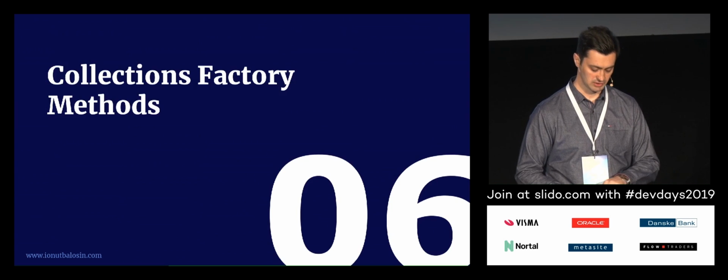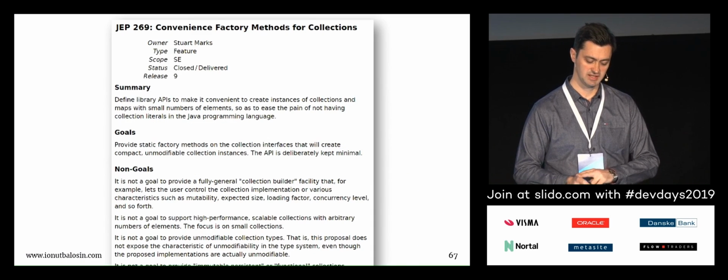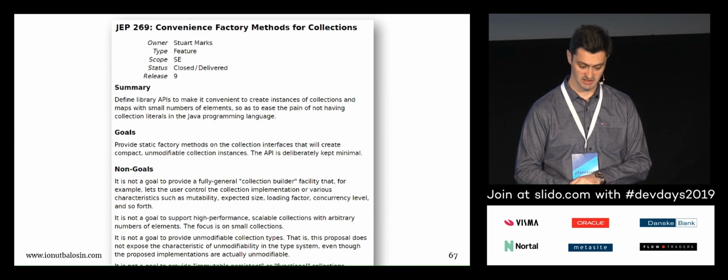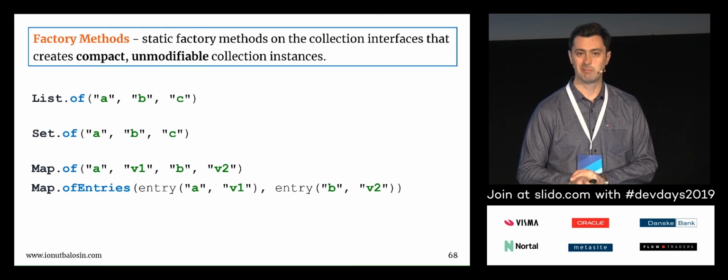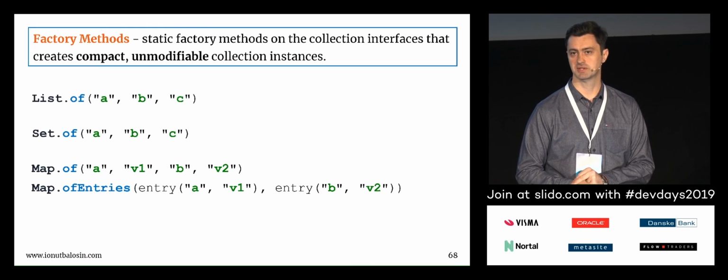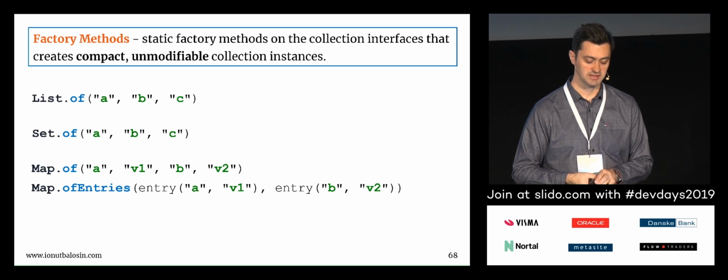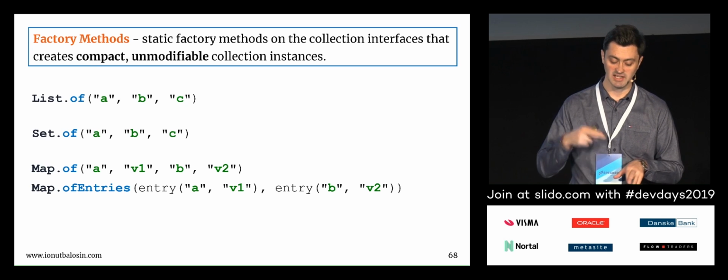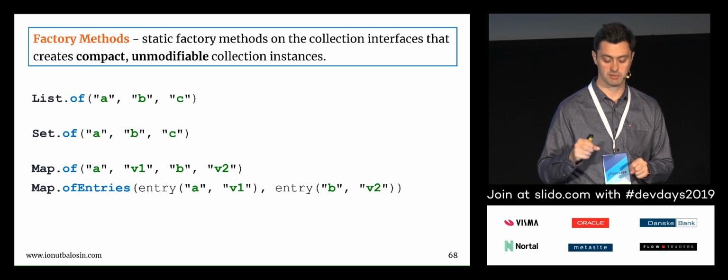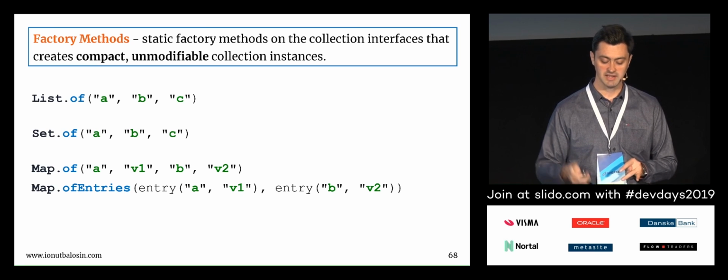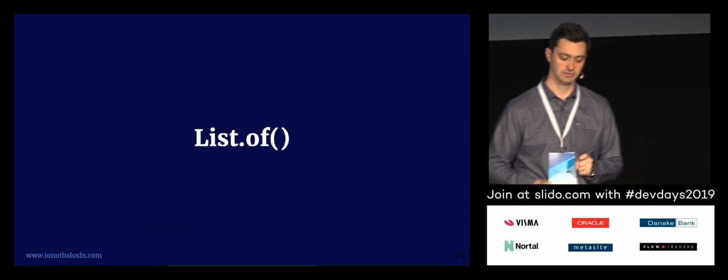Collection factory methods. This is an API actually added still in 9 to create compact and unmodifiable collection interfaces. So in one line of code, you can create these compact and unmodifiable collections. And this is the API: List.of, Set.of, Map.of, or Map.ofEntries. And what is so magic around it?